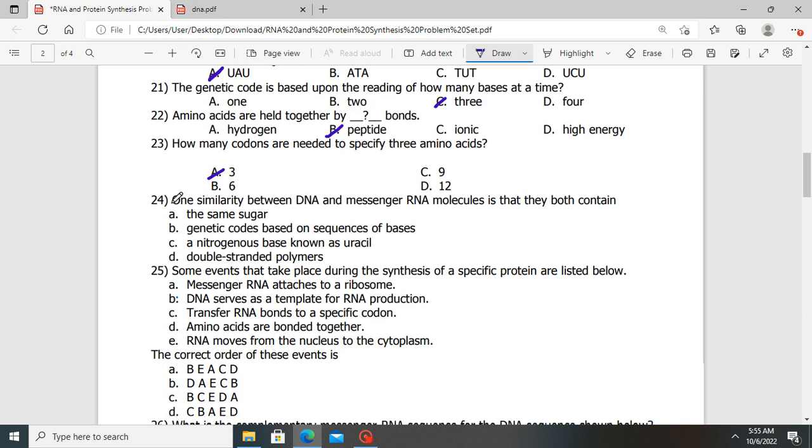24. One similarity between DNA and the messenger RNA molecule is that they both contain the same sugar. The genetic code is based on the sequence of bases. So this one is true. The nitrogenous base known as uracil, and double-stranded, are not shared. So the answer for 24 is B.